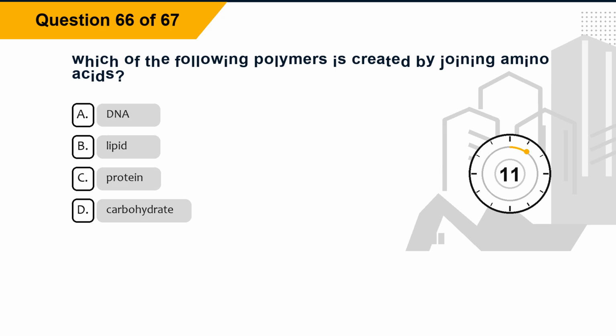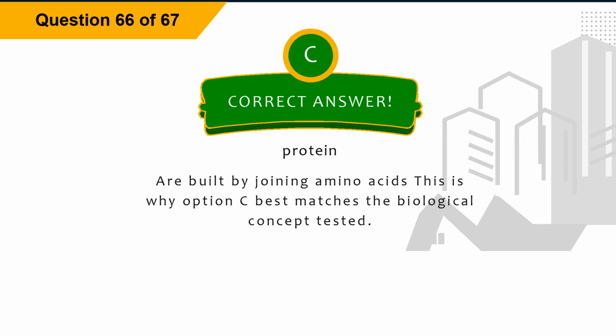Question 66. Which of the following polymers is created by joining amino acids? Option A, DNA. Option B, lipid. Option C, protein. Option D, carbohydrate. The correct answer is option C, protein. Explanation: proteins are built by joining amino acids. This is why option C best matches the biological concept tested.